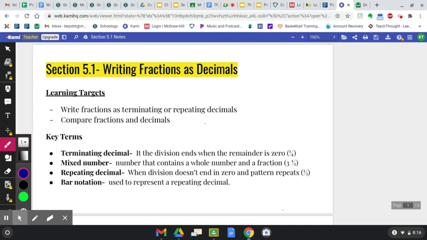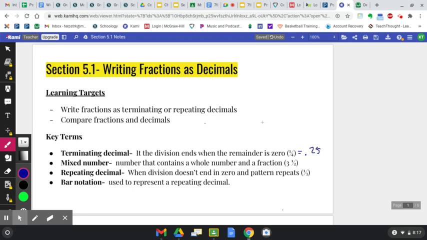So first off, our key terms, a terminating, right? Terminate means to end. Okay, so a terminating decimal is one that actually ends. Okay, so in division, when the remainder ends up being zero, that is a terminating decimal, right? So if I have 1/4, we should know that that is 0.25, right? If I type that in my calculator, I can see that it ends at 0.25.